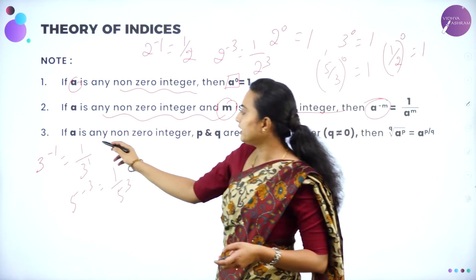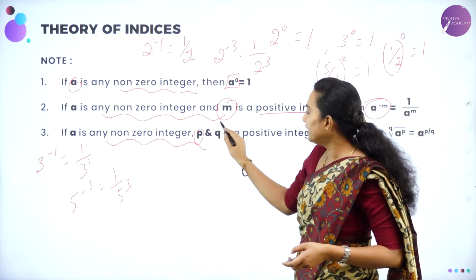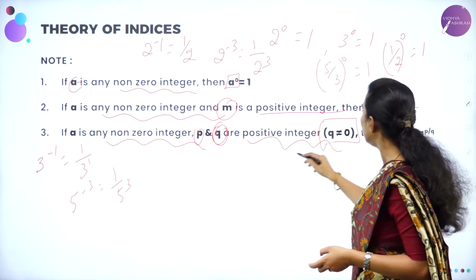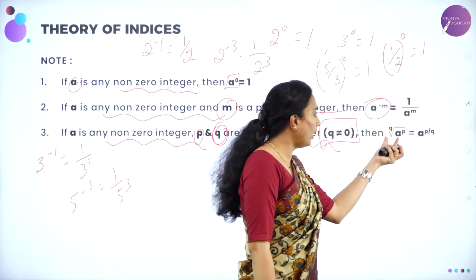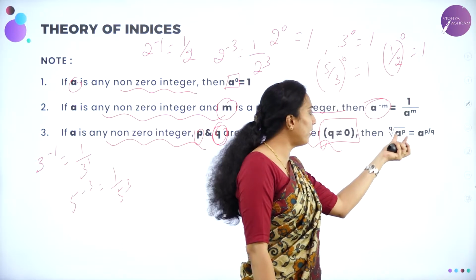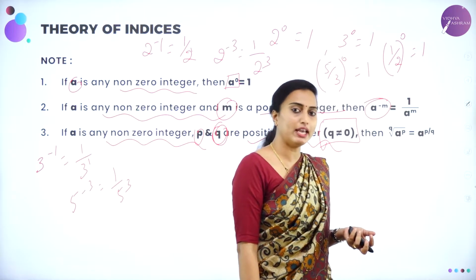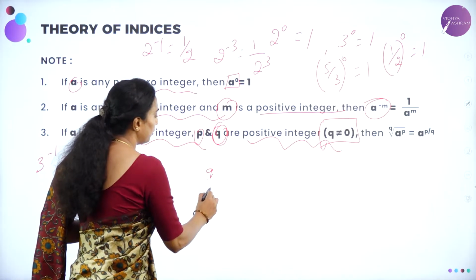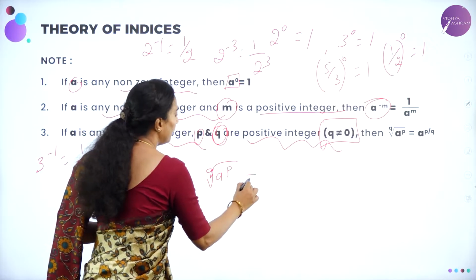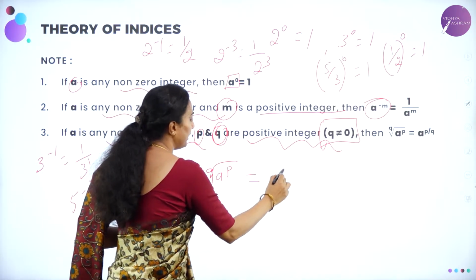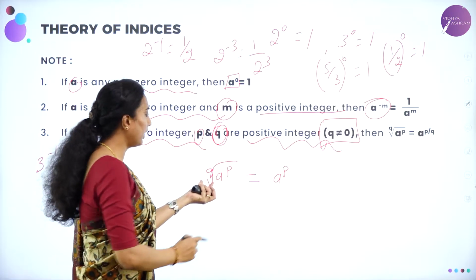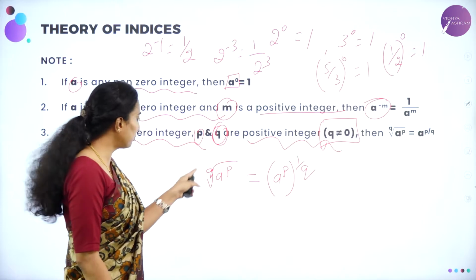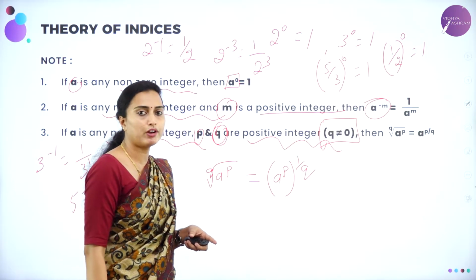Next, if a is any non-zero integer and p and q are any positive integers such that q should not be equal to 0, then you are going to write the qth root of a power p is equal to a power p by q. Observe here, you write it as the qth root of a power p. Now, this qth root can be written as whole to the power of 1 by q. If I remove the qth root, it can be written as to the power of 1 by q.